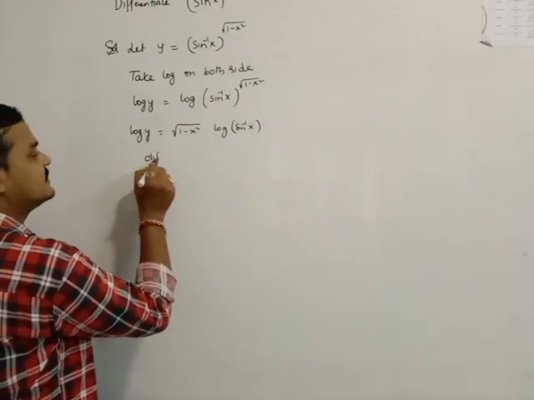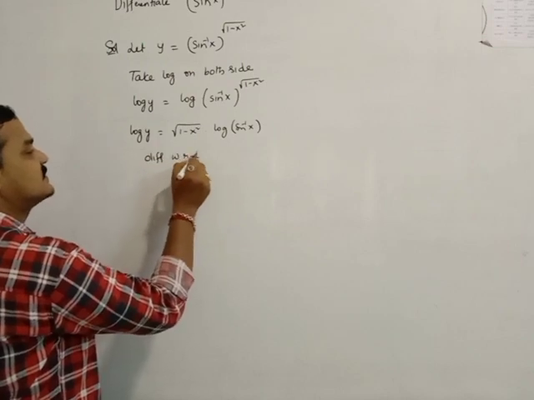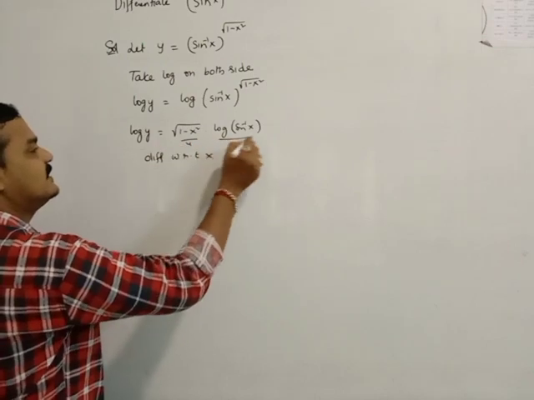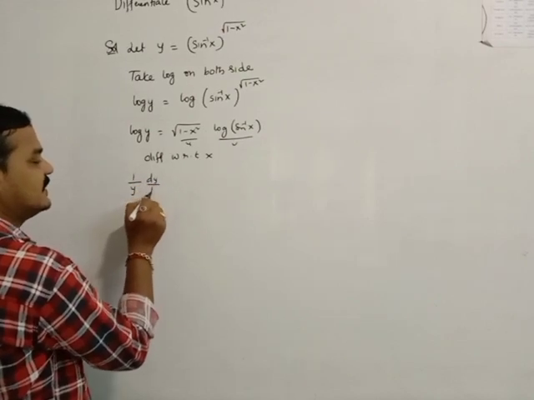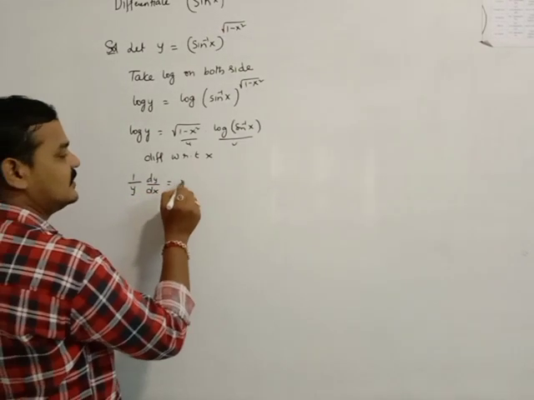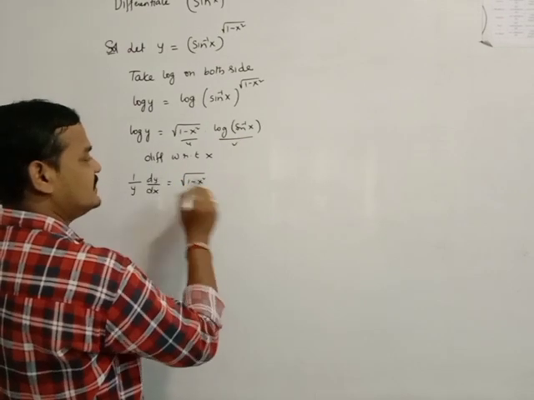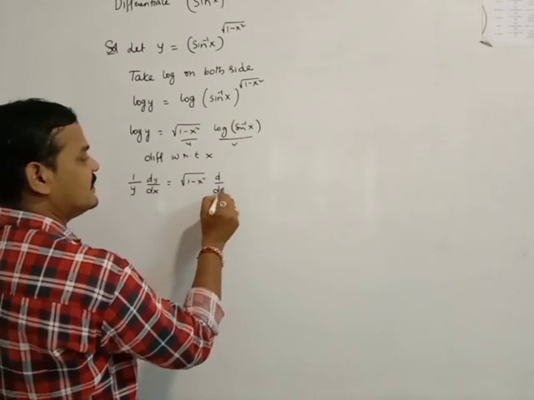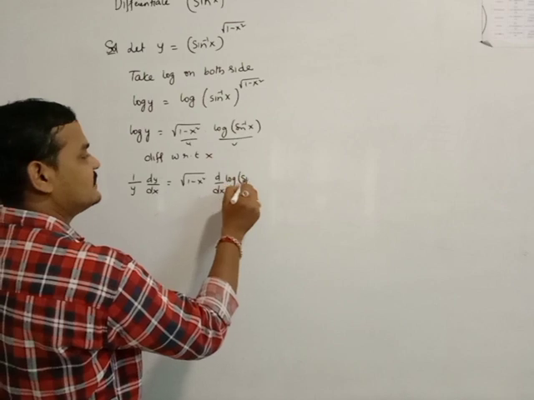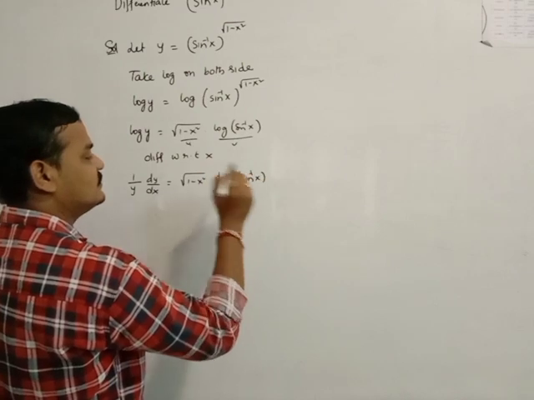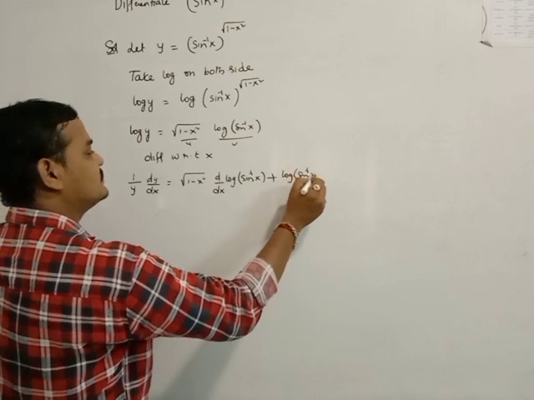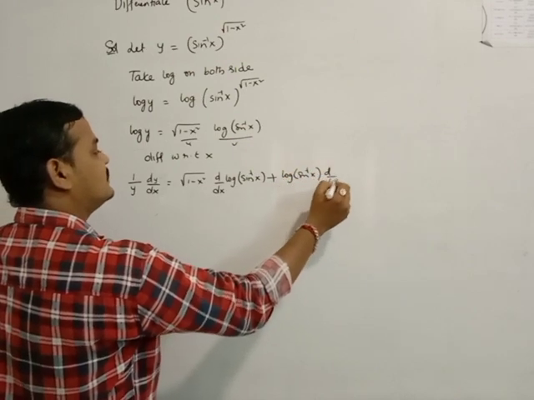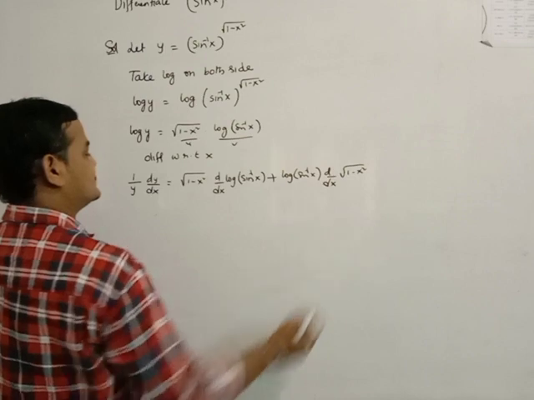Now differentiate with respect to x. Then it is u and it is v. The derivative of log y is 1 by y into dy by dx. Here u into dv by dx, that is root over 1 minus x square into the derivative of log of sin inverse of x, plus log of sin inverse of x into the derivative of root over 1 minus x square.